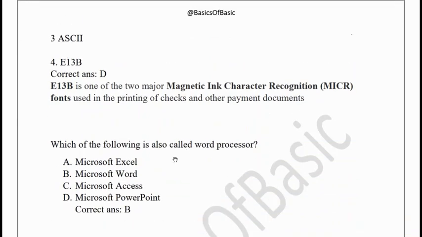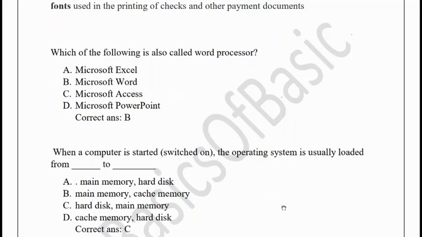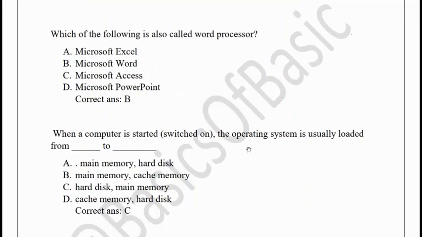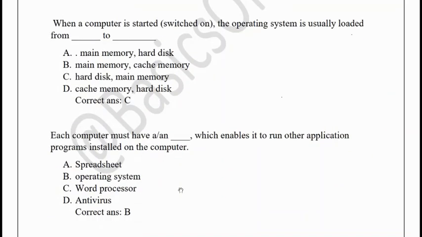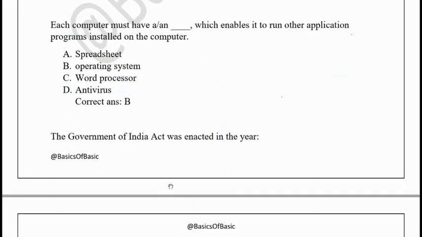Okay. Which of the following is also called a word processor? The answer is Microsoft Word. When a computer is started, the operating system is usually loaded from dash to dash. The answer is C, hard disk to main memory. Each computer must have dash which enables it to run other application programs installed on the computer. The answer is operating system. This is the core thing of everything. Windows is an operating system. Just remember these things with an example. Okay.